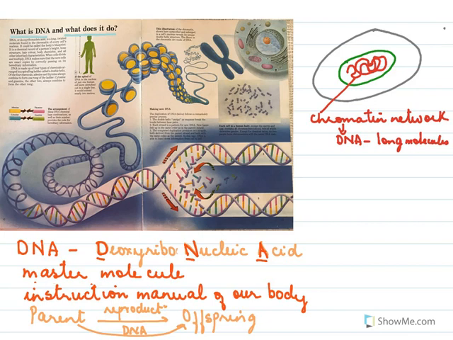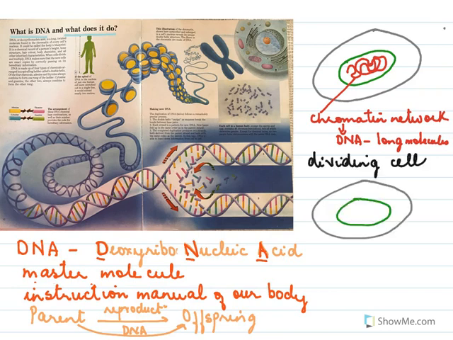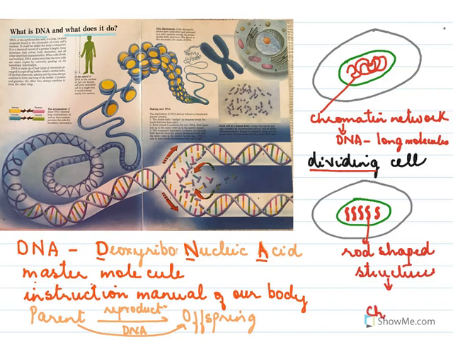But in the case of a dividing cell, when the cell is about to divide, this chromatin network arranges itself into rod-shaped structures, and these are called chromosomes. This happens only in the dividing cell. Rod-shaped structures, and these structures are called the chromosomes.